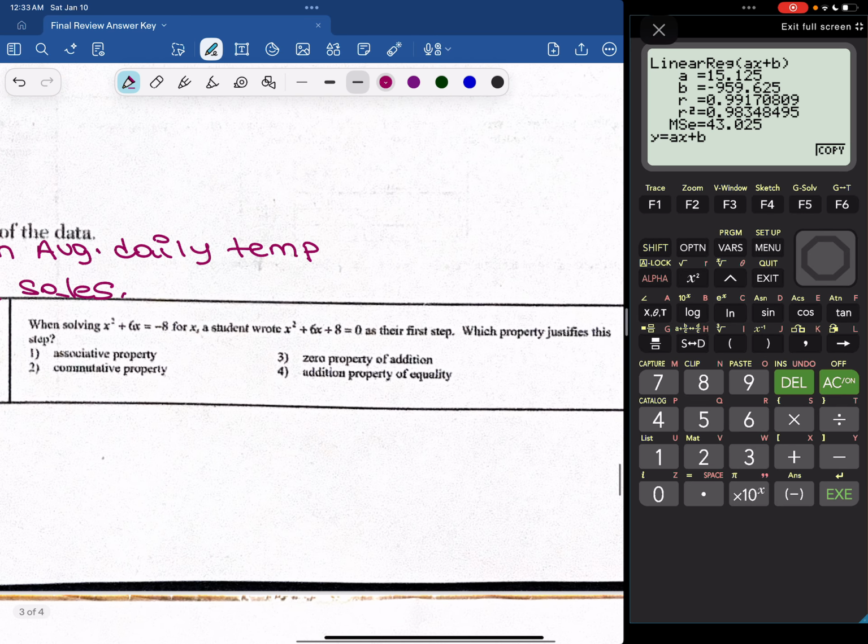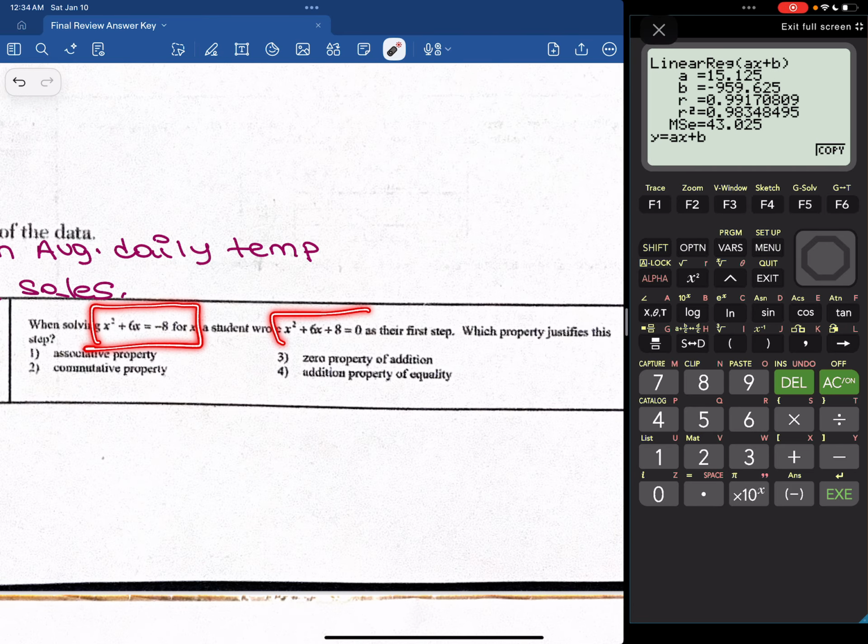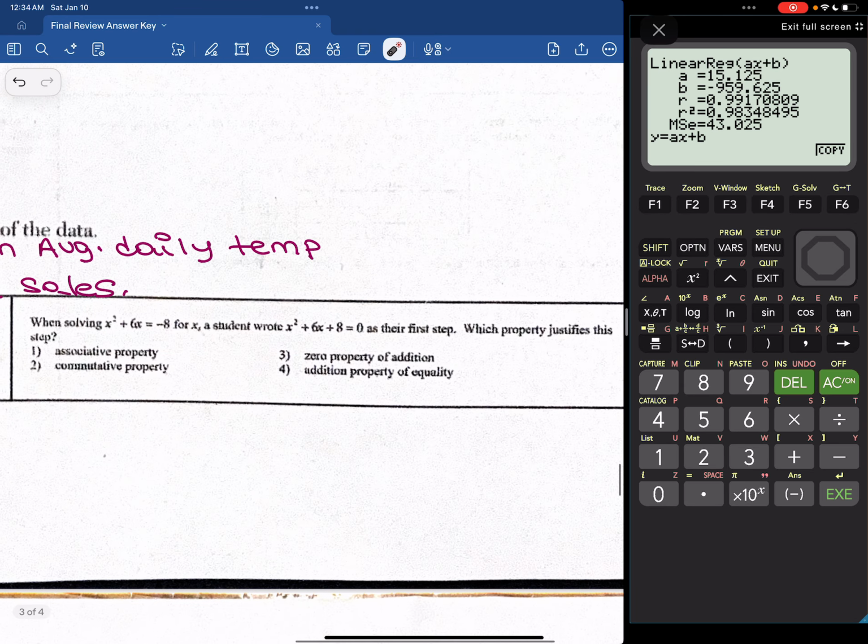Next, we have, when solving x squared plus 6x equals -8 for x, a student wrote x squared plus 6x plus 8 equals 0 as their first step. What property justifies this step? So, how did we go from this equation to this equation? Well, what happened was this -8 got moved over to the left side of the equal sign and it turned to a 0 over here.